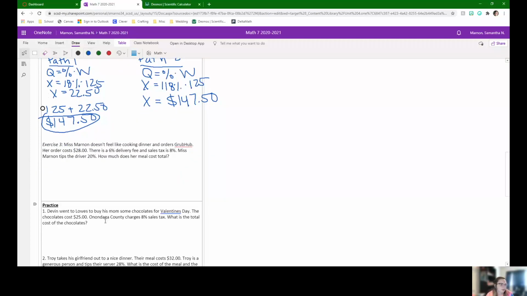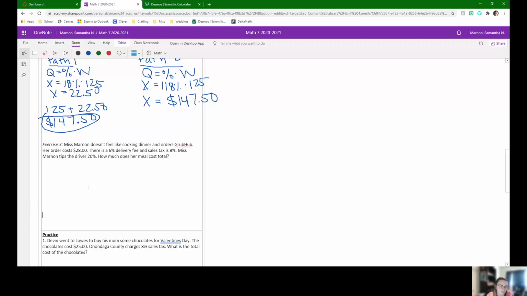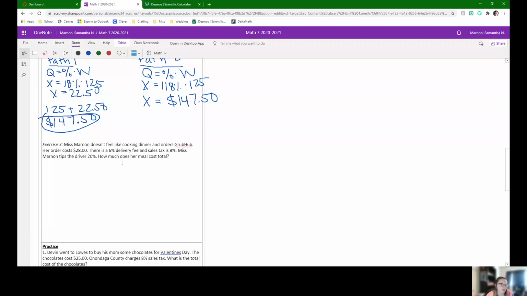So let's do one that's a little more challenging, maybe even a few more steps. So I don't feel like cooking. So I'm not cooking dinner, so I'm going to order some Grubhub. My order costs $28. There is a 6% delivery fee, and sales tax is 8%. So this is going to be a fee. This is going to be sales tax. I tip the driver 20%. How much does my meal cost in total? So all of these things are going to make my price go up.